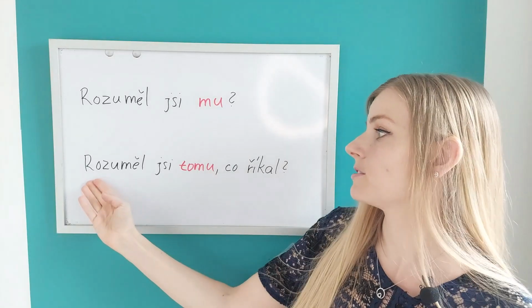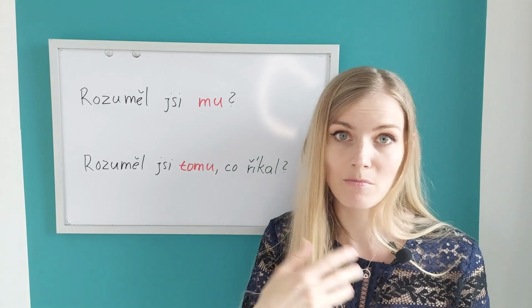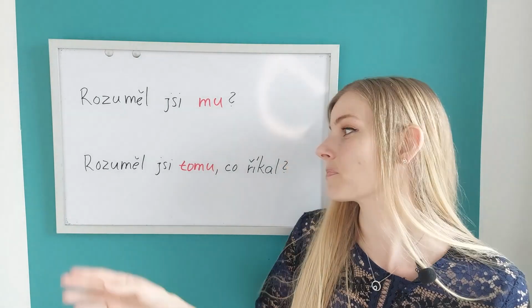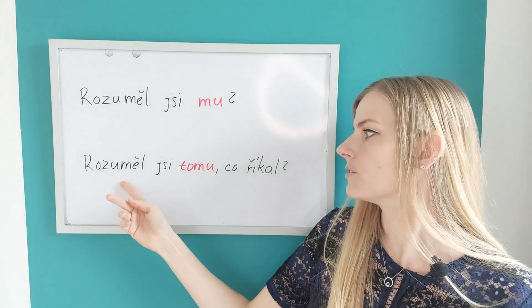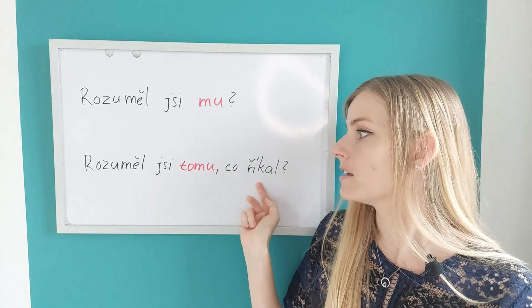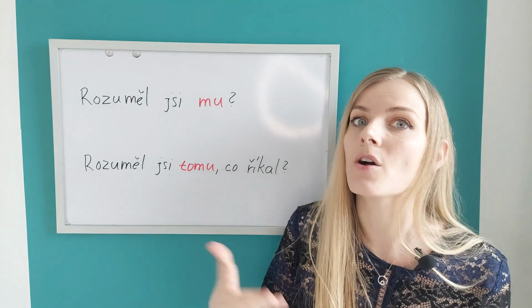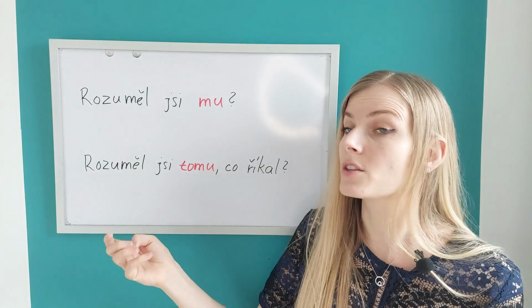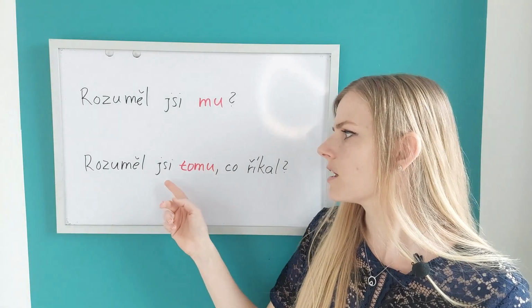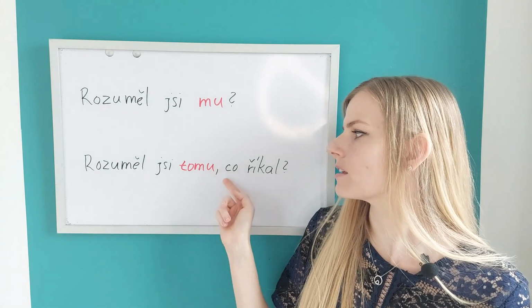Well, this is the option for the dependent clause, as one of the viewers was mentioning. Rozuměl jsi tomu, co říkal? Did you understand what he said? And now you might be thinking, okay, this is extra. How do we translate it? We don't translate it. Literally, it would be, did you understand to what he said? To the thing that he said.